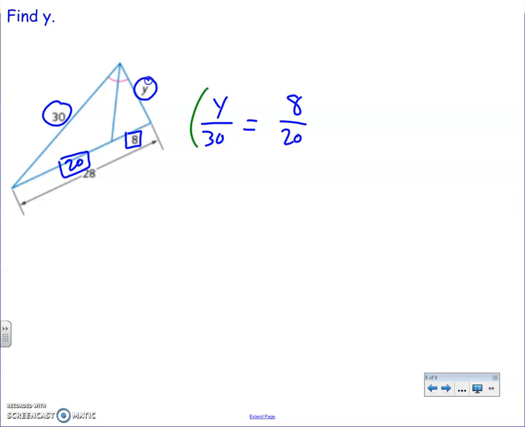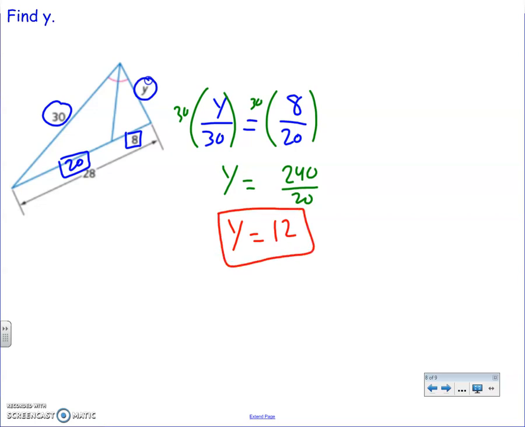Multiply both sides by a denominator. Let's do 30. Probably should reduce the right side, that's okay. Y equals 30 times 8, that's 240 over 20. I can just reduce that, or I could times both sides by 20 and then divide by 20, but 240 over 20, I can divide by 10, that's 24 over 2, which is 12. Found y.